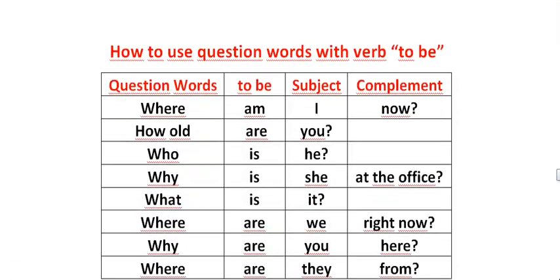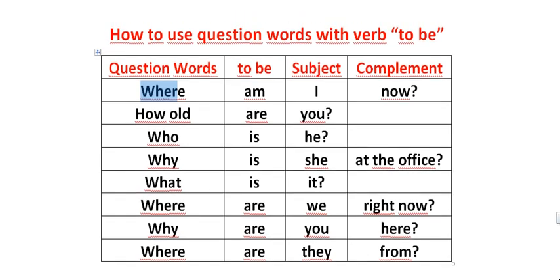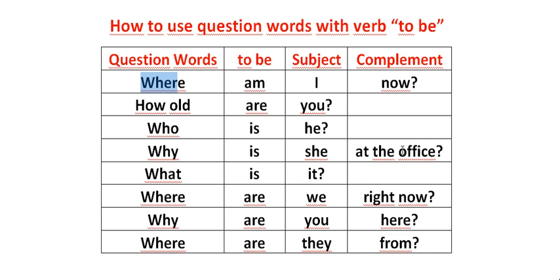And the last one is if we use question words. What are question words? Here there are only a few. I just wrote a few of them. So where, how old, who, why, what, where. So also you can use when or which. So when we use the question words, the question words always comes before the verb to be. Where am I? Okay. So how old are you? So question words, to be, the subject and complement.